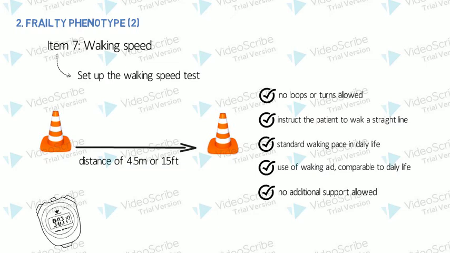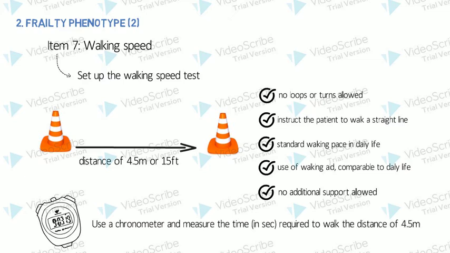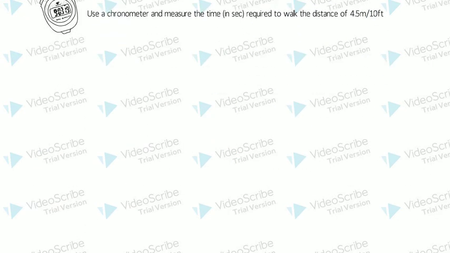In order to determine the walking speed, use a chronometer or the stopwatch of your smartphone to measure the time which is required to walk this distance. Write this time down in seconds on the data collection form.